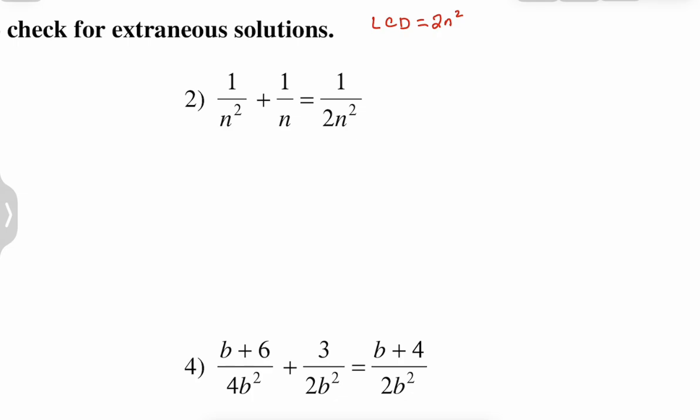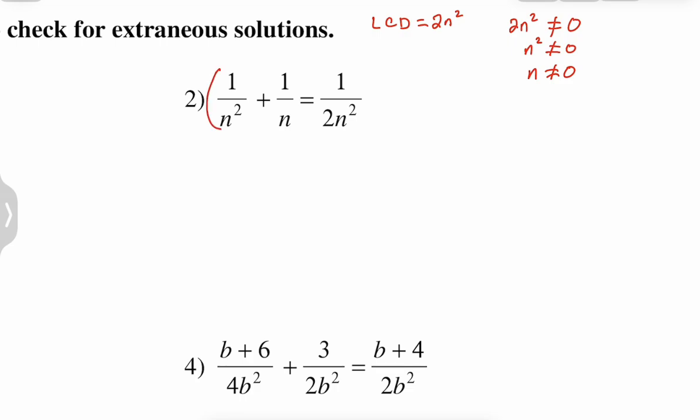Now, since that least common denominator is a denominator, 2n squared is not allowed to equal 0. So let's figure out what values of n that occurs at. If you divide both sides by 2, you get n squared equals 0. And if you take the square root of 0, you still get 0. So we know that our extraneous solution, if it occurs, would occur at 0. But other than that, we're going to set that to the side for a moment.